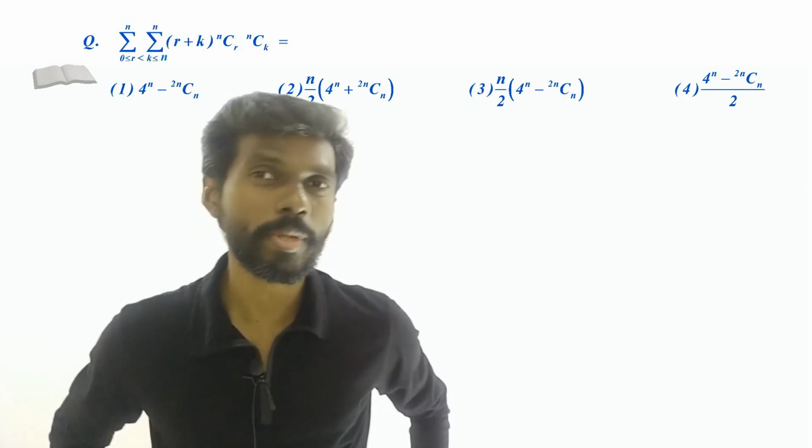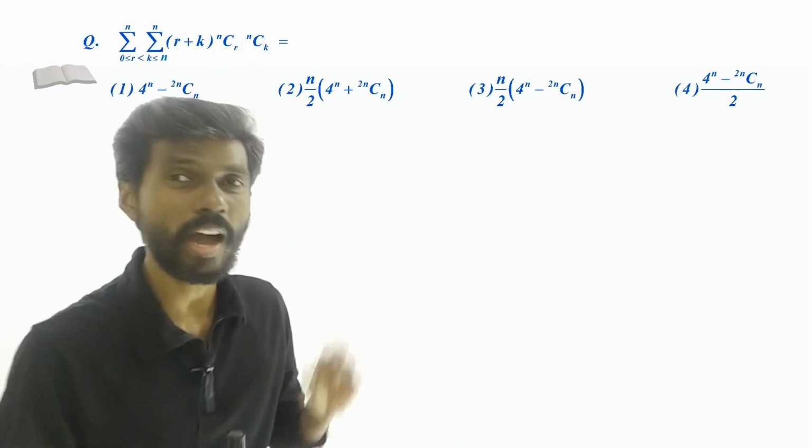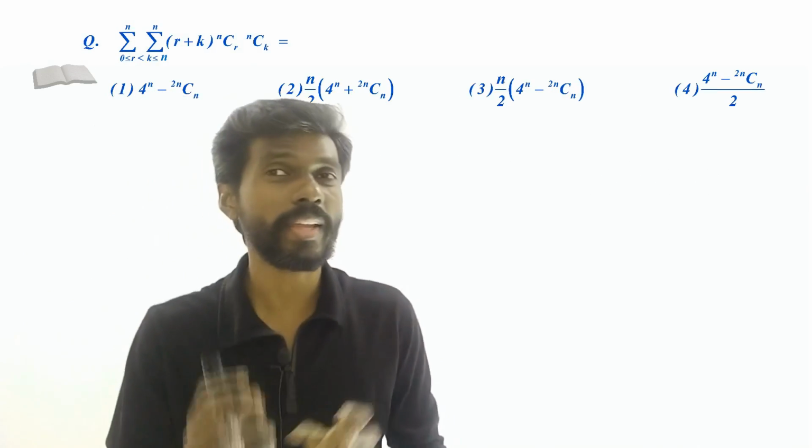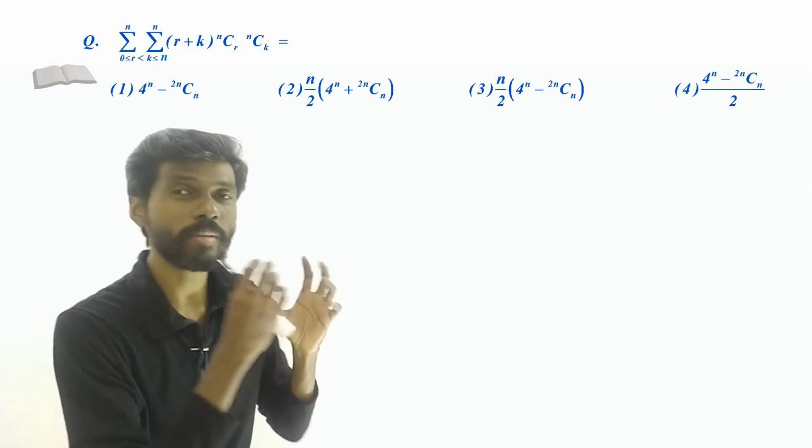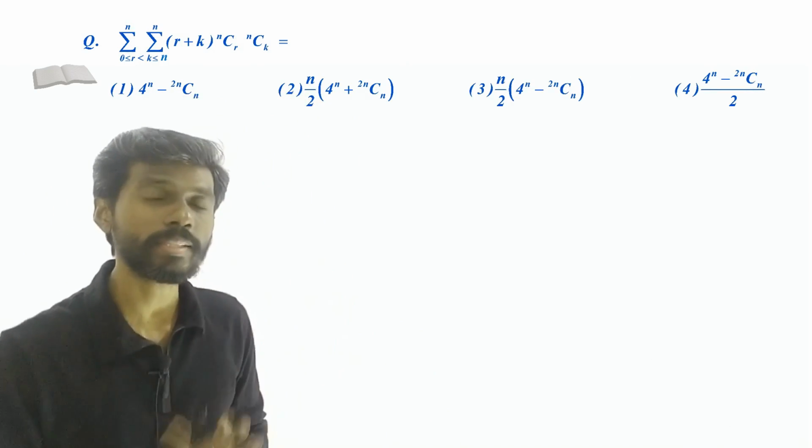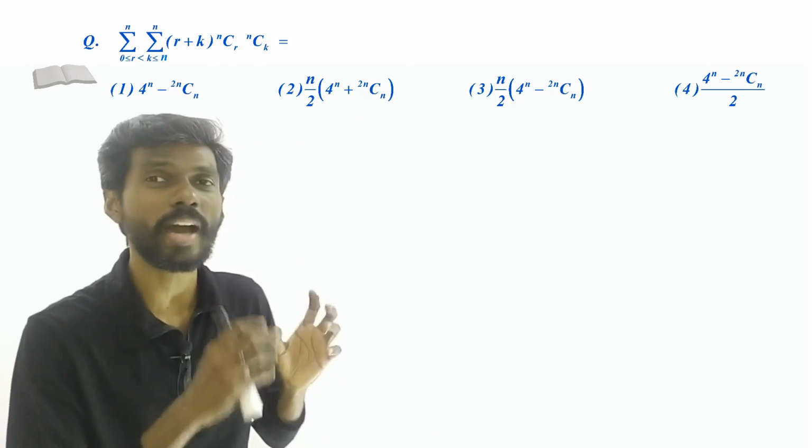Again, we have a double summation over two variables r and k, where r is less than k, of nCr nCk. Not only that, some values are multiplied: r plus k is multiplied. So our aim is to remove this r plus k.